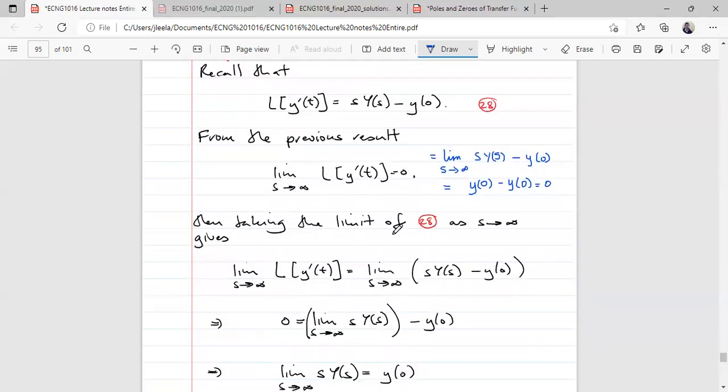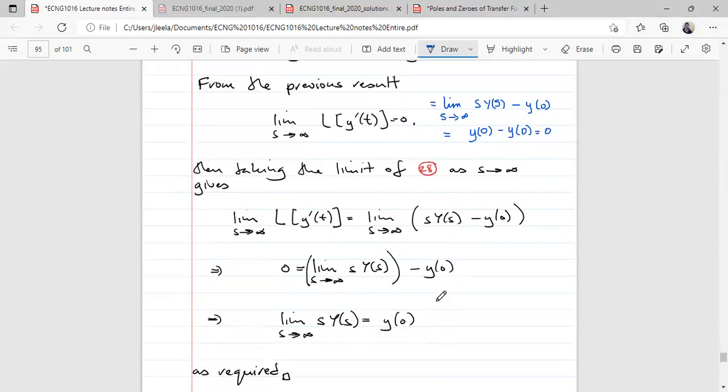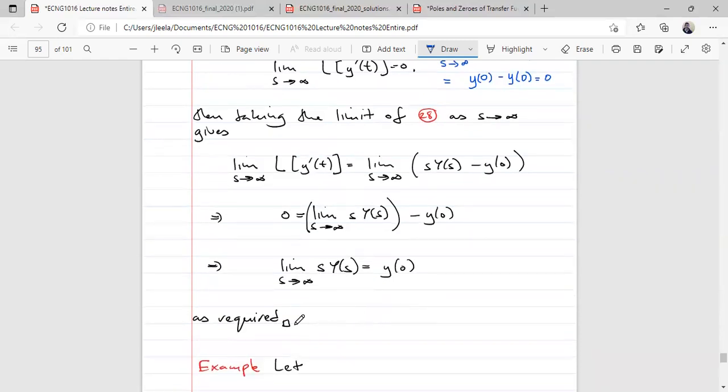Then taking the limit of the equation as s approaches infinity gives the limit of the Laplace transform of y'(t) equal to the limit as s approaches infinity of s Y(s) minus y(0). And we know that the left hand side is 0. So the limit of s Y(s) minus y(0) being 0 means the limit as s approaches infinity of s Y(s) equals y(0), as required.